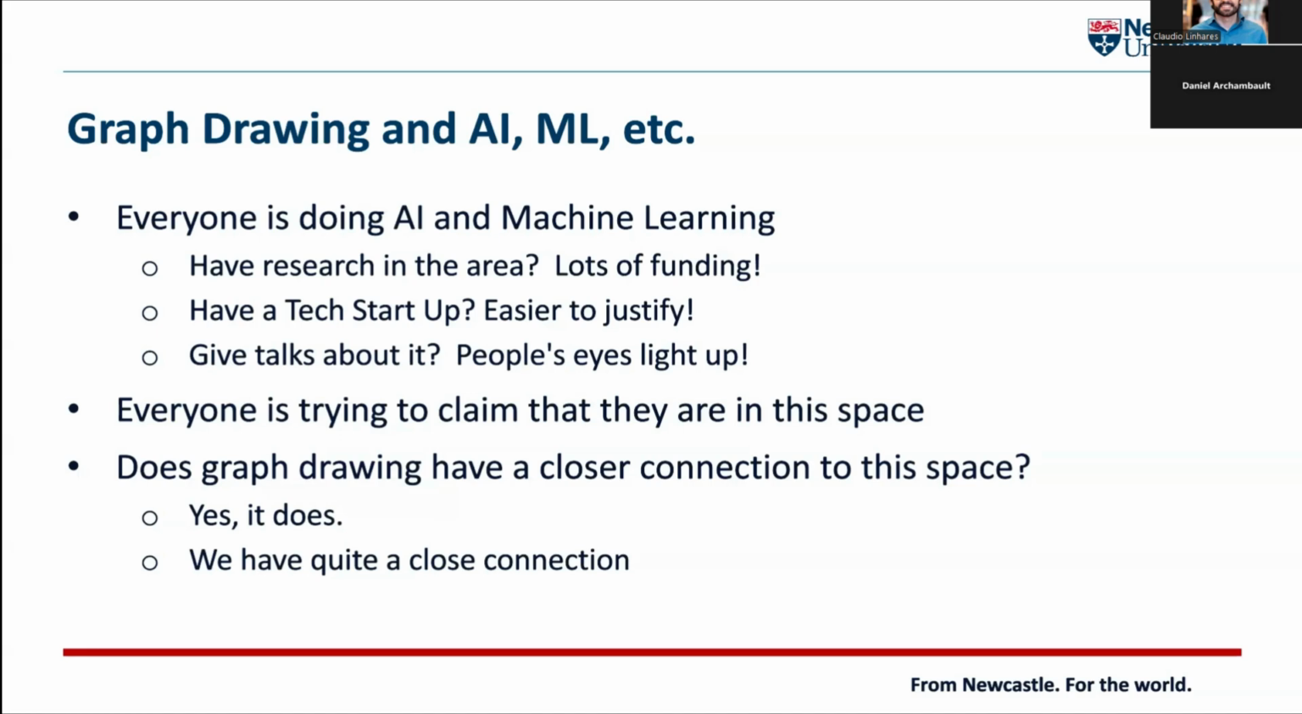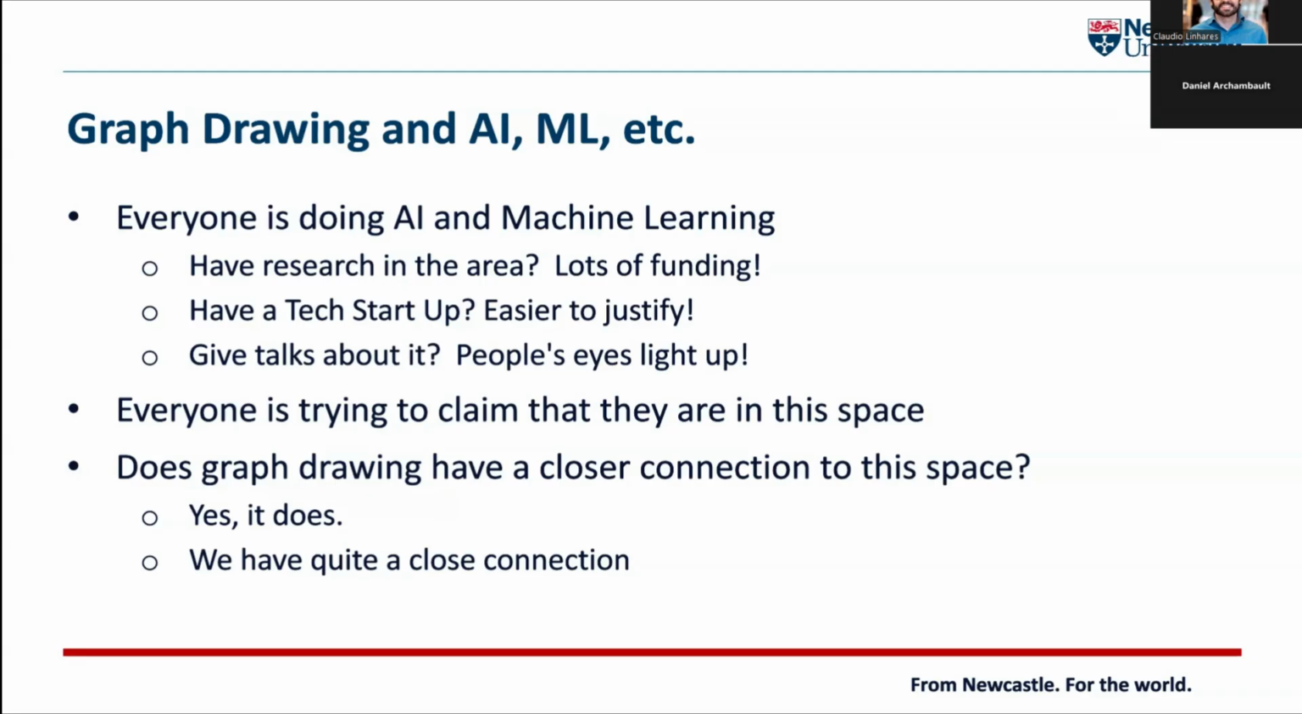Graph drawing, AI, machine learning, etc. So everybody's doing machine learning. If you have a research agenda, you can get funded by doing machine learning. If you have a tech startup, you go, hey, I'm doing machine learning, they throw money at it, right? Give talks about it, everybody's eyes light up, and it's amazing, machine learning. Well, about 30 years ago you could do the exact same thing with the internet. Oh my God, how times have changed. Anyways, everyone's claiming that they're in this space.